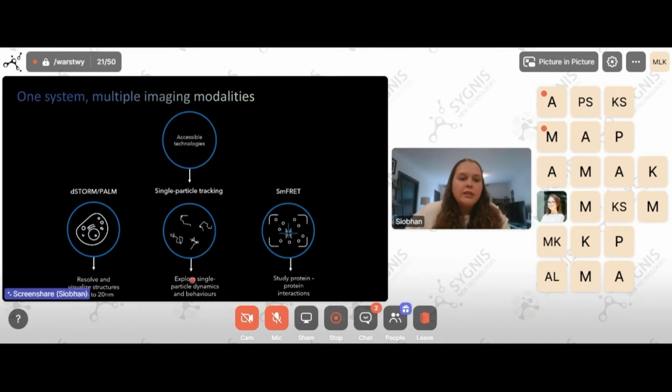Additionally, we have the capabilities of doing live cell imaging and single particle tracking within live cells. With this technique you can start to extract dynamic information and behaviors about the molecules that you're tracking within cells. And then lastly, we have single molecule FRET capabilities on the system. This is really important if you want to study protein-protein or protein-DNA interactions at a very small scale. Here we're looking at the 1 to 10 nanometer range.